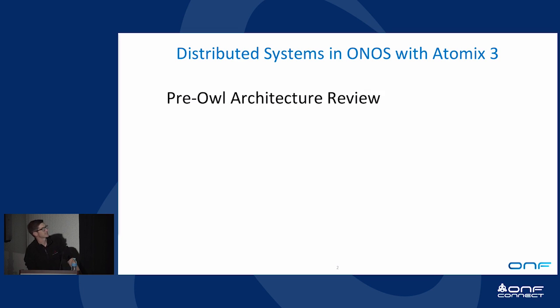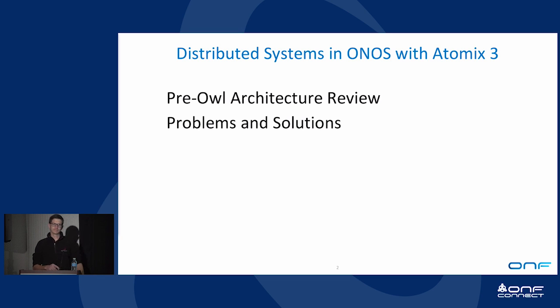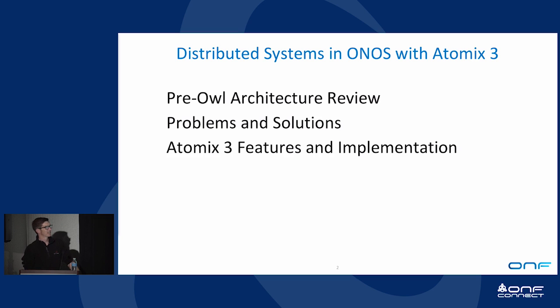So this talk is going to be separated into 4 parts. First, a brief architecture review of what the cluster was like prior to the architecture changes. Then, some of the problems with that and the proposed solutions. Then a discussion of Atomix 3, basically the project that came out of the architecture changes, and then how it fits into the new ONOS cluster architecture.